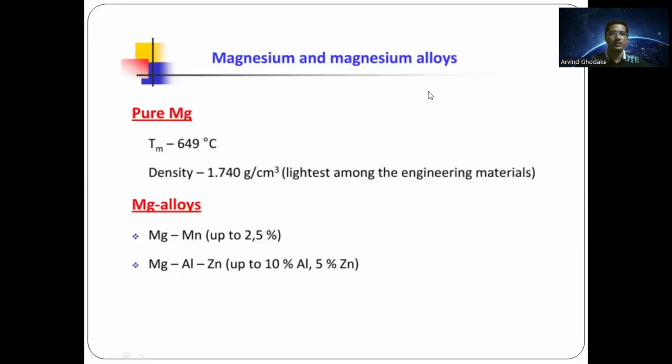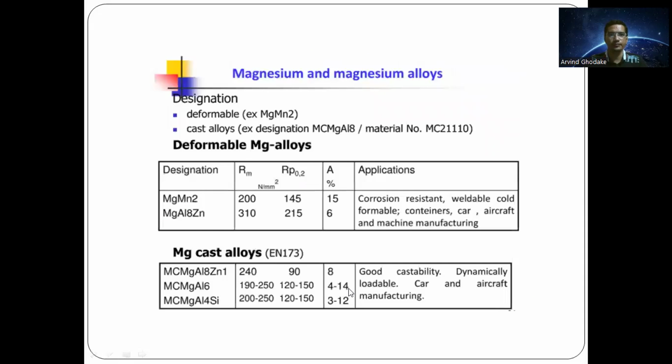Then magnesium and magnesium alloys. Pure magnesium has a melting temperature of 649 degrees Celsius and a density of 1.740 gram per centimeter cube, so it is the lightest among all engineering metals. The magnesium alloy contains magnesium and manganese up to 2.5%. Then magnesium, aluminum and zinc, which contains 10% aluminum and 5% zinc.